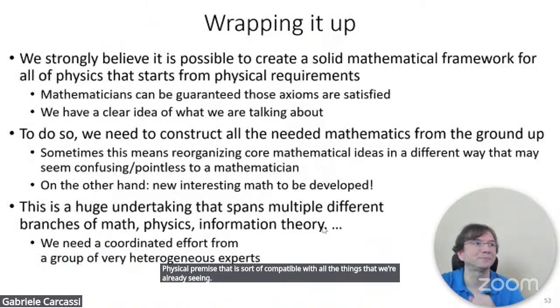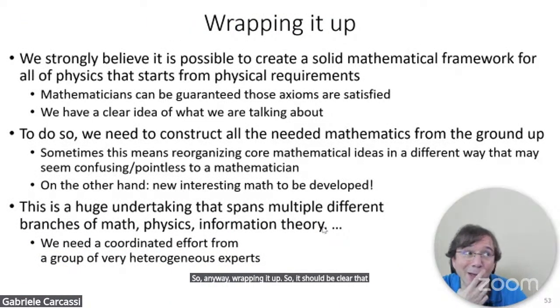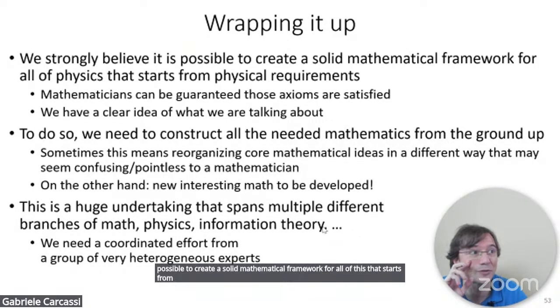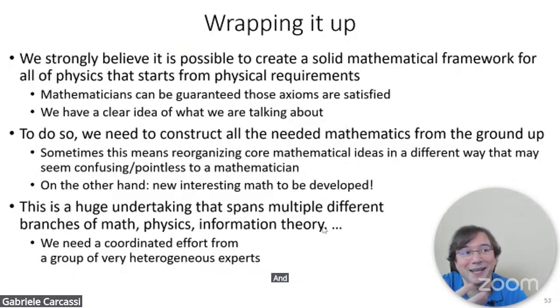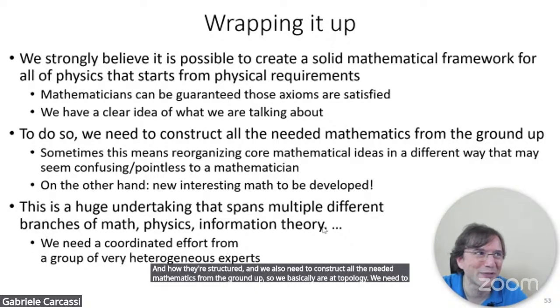So anyway, wrapping it up. It should be clear that we believe it's possible to create a solid mathematical framework for all of this that starts from these physical axioms. We just need to figure out exactly what these axioms are and how they're structured. And we also need to construct all the needed mathematics from the ground up. So we basically are at topology. We need to build a lot of our things.